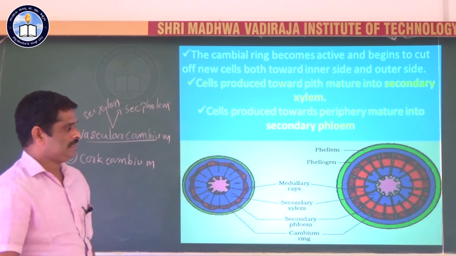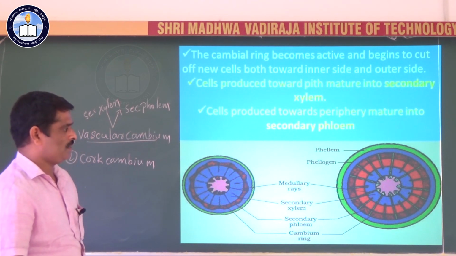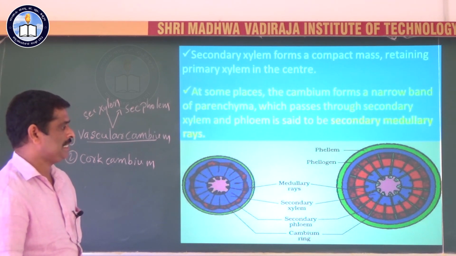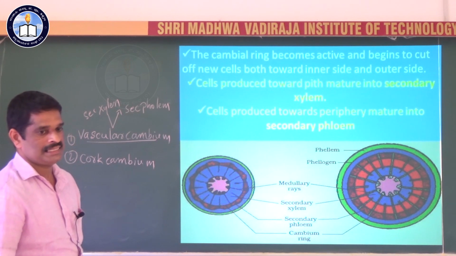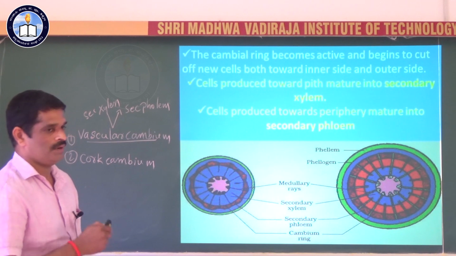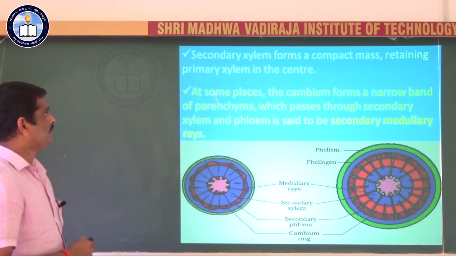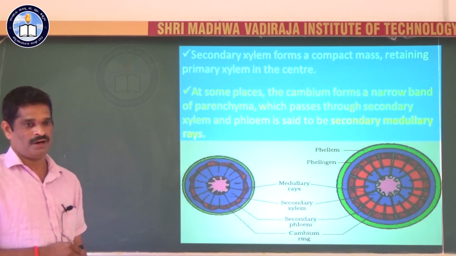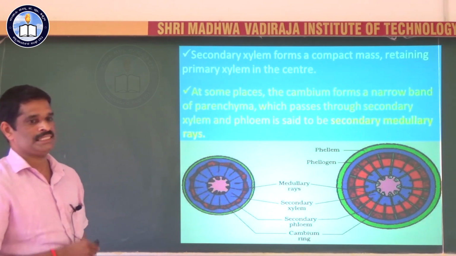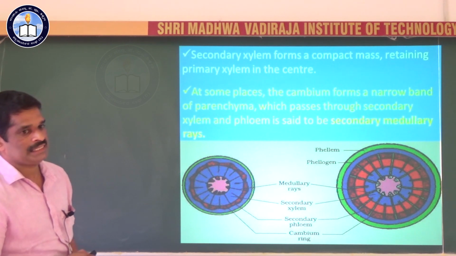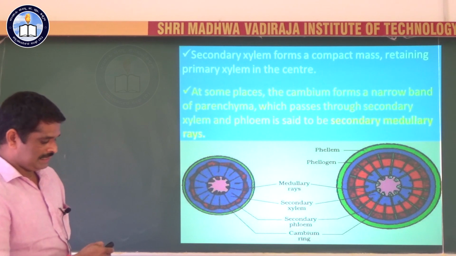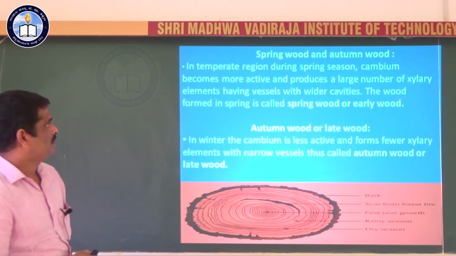The cambium cuts off more cells on the inner side than on the outer side. Hence, a greater amount of secondary xylem is added than secondary phloem. So this forms the bulk of the plant body. Activity of the cambium is not uniform. Cambium is more active during the spring and less active during the winter, that is in the temperate regions.